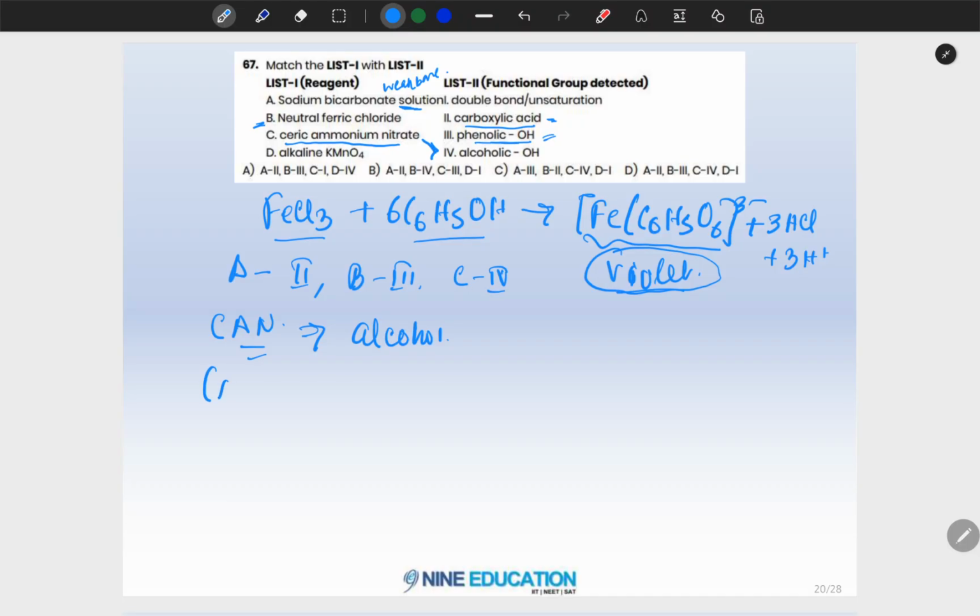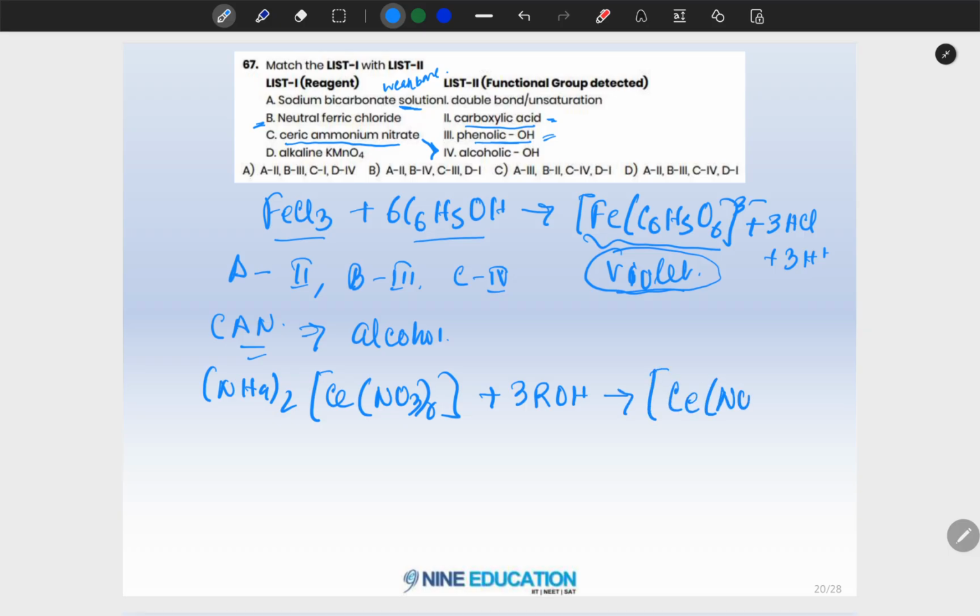So I am writing down the reaction as well. (NH4)2Ce(NO3)6, this is the ceric ammonium nitrate. It will react with any alcohol and it will result in the formation of Ce(NO3)4(ROH)3 plus ammonium nitrate as well. So the color of this complex is actually wine red. So wine red or red color complex we will get. So formation of this complex is actually an indication of alcoholic group, right? So this is the reaction.